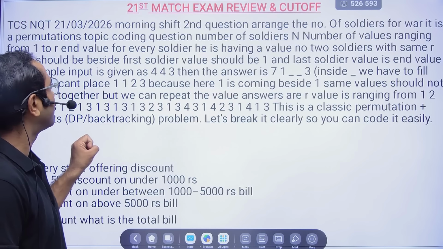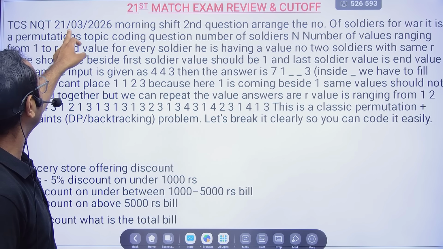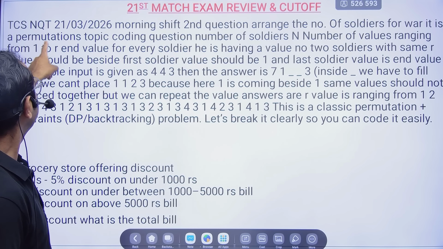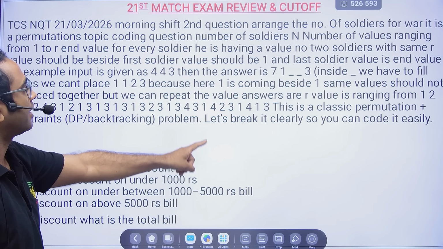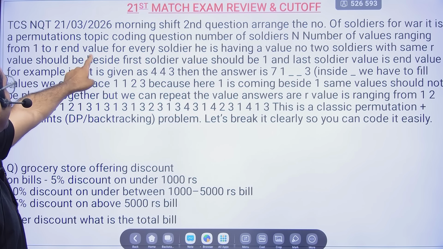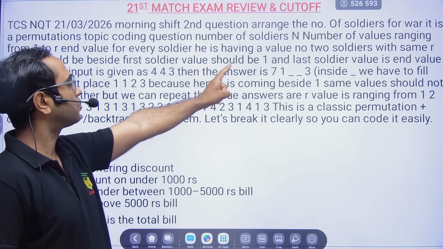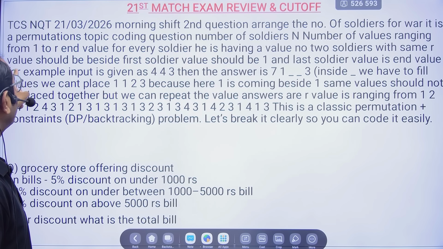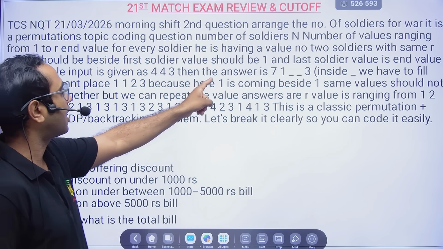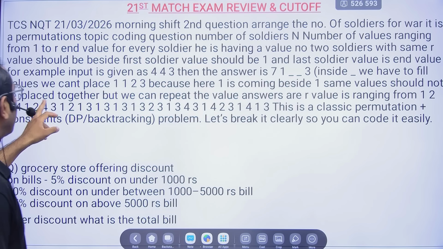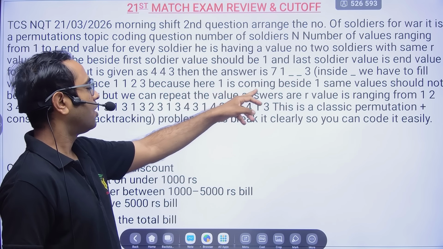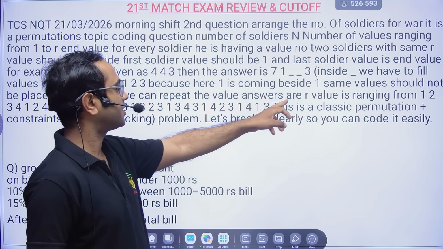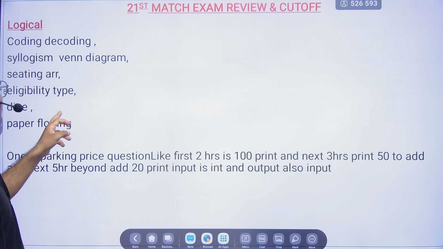We will solve it and let you know. Here you can see TCS NQT 21st of March 2026 morning shift. Second question: arrange the number of soldiers for war. It is a permutation topic coding question. Number of soldiers n, values ranging from 1 to r, and every soldier has a value. No two soldiers with the same value should be beside each other. The first soldier's value should be 1, and the last soldier's value is the end value. For example, if the input is 4 4 3, then the answer is 7. We cannot place 1 1 2 3 because 1 is coming beside 1. Same values should not be placed together, but we can repeat values, ranging from 1 2 3 4.